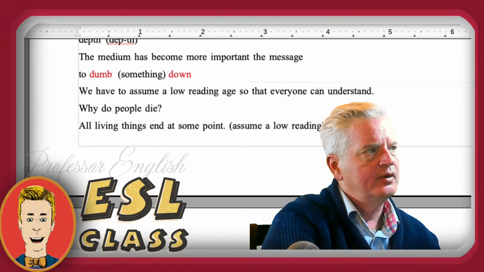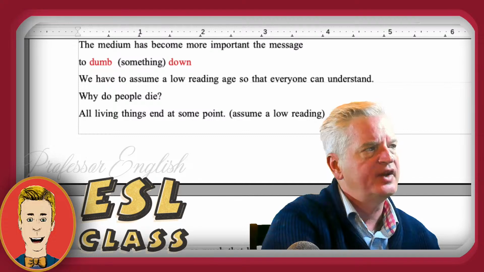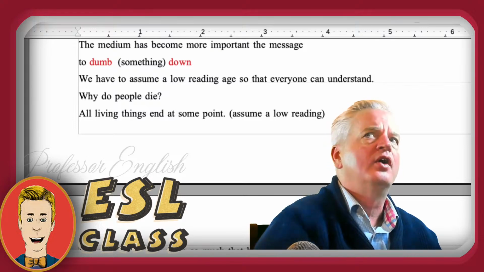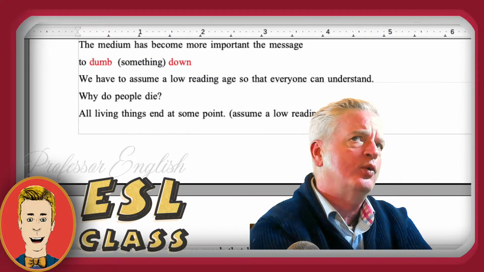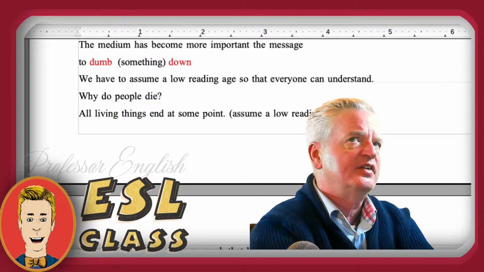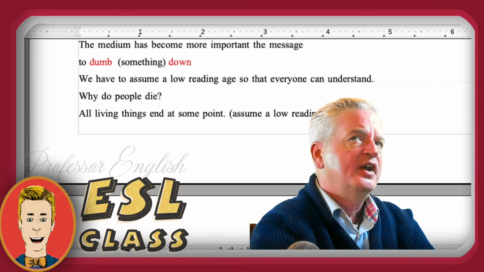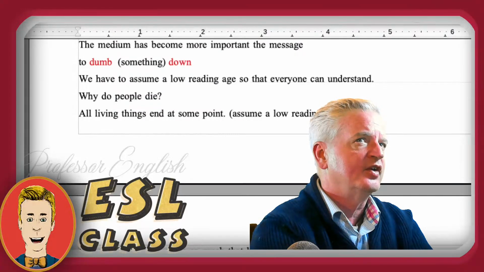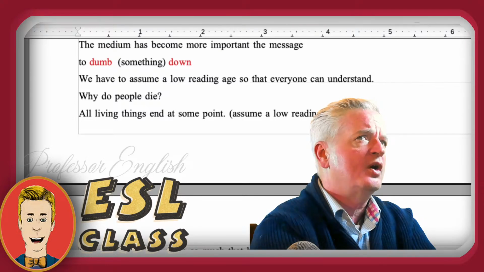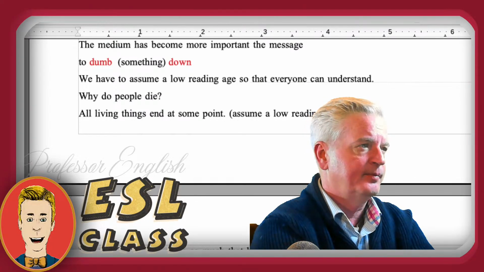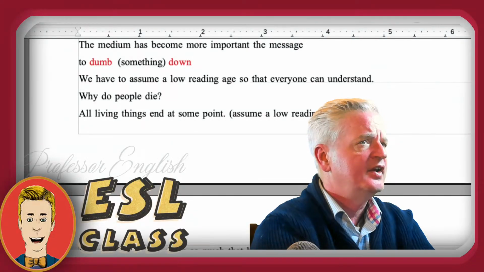Okay, let's see. We've got the medium has become more important to dumb down. We talked about this phrasal verb, to dumb something down, which means to explain something in a simple way. If you know the word dumb, it's a synonym for stupid. So if you call someone dumb, you're saying that they're stupid. And to dumb something down as a phrasal verb means that you are explaining something in a simple way to someone because you think they're stupid or they won't understand if you try to be too complicated. It's kind of insulting to use that. If you're dumbing something down, you're essentially calling the other person stupid.